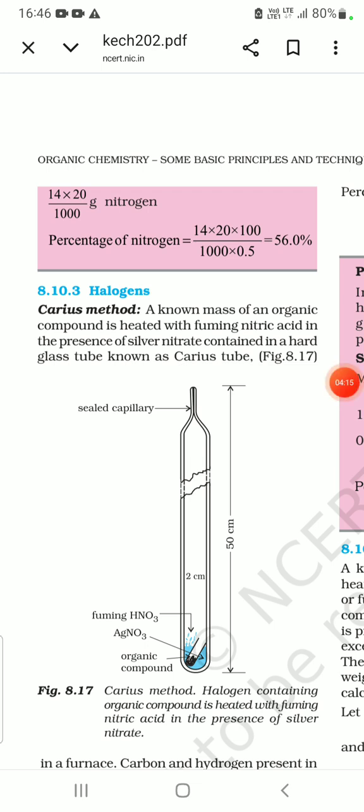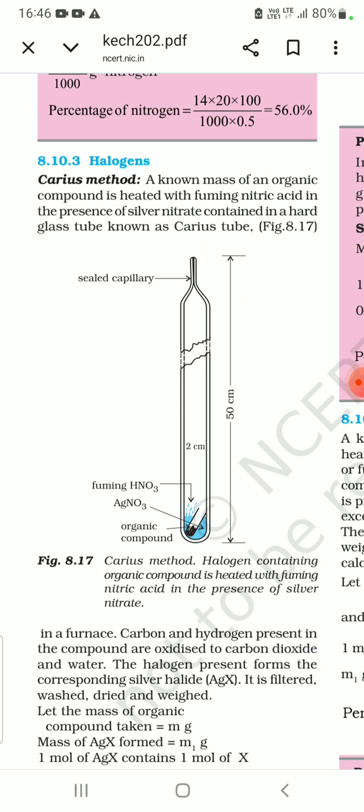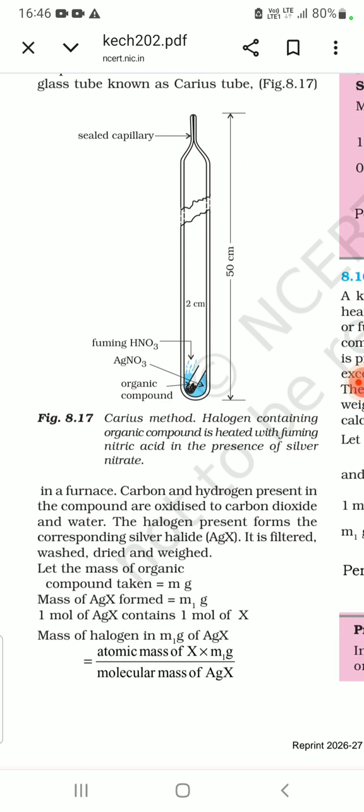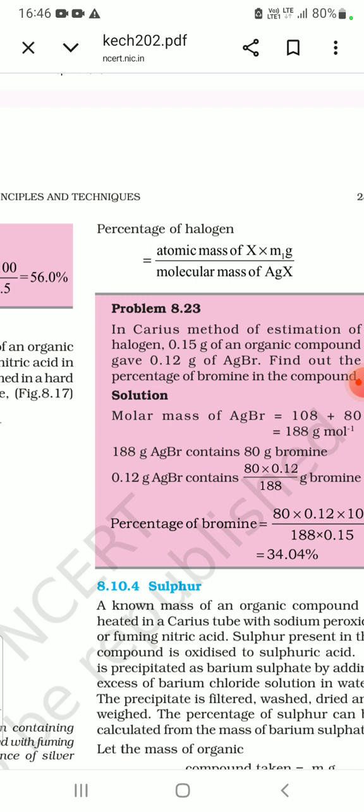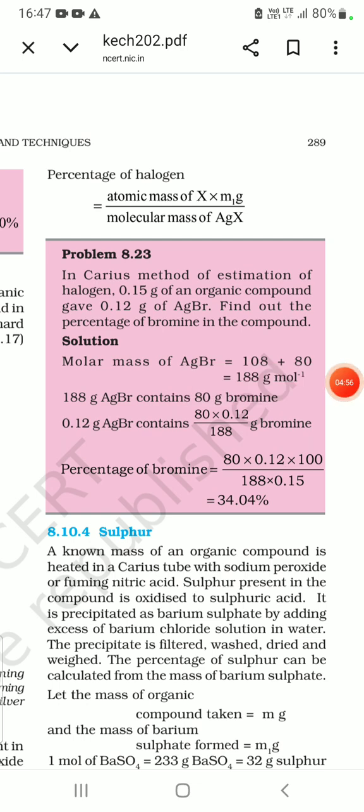Next is halogen. We have the Carius method, and a known mass of organic compound is heated with fuming nitric acid in the presence of silver nitrate contained in a hard glass tube called Carius tube. And here the structure is also given. Carbon and hydrogen present in the compound are oxidized to CO2 and H2O, and halogen present forms the corresponding silver halide AgX. Percentage of halogen is given by atomic mass of halogen into m1 upon molecular mass of AgX into m. This question is also very important here.